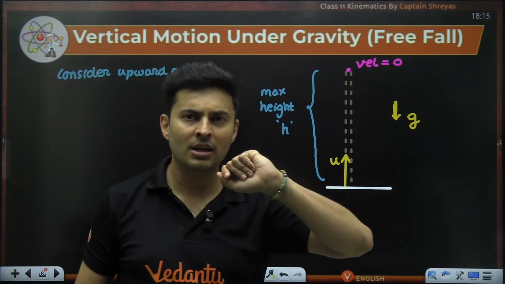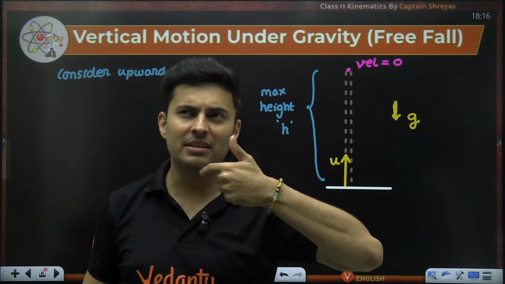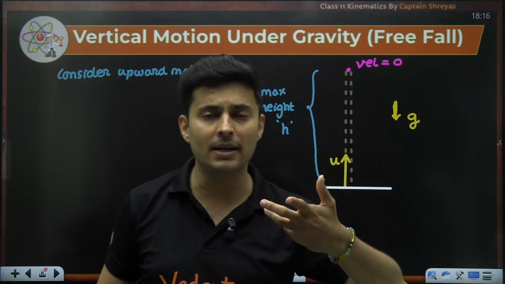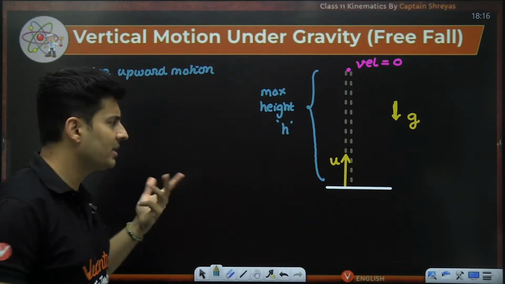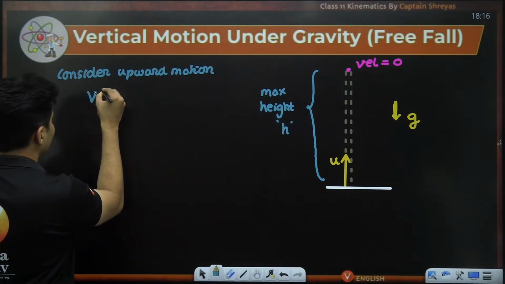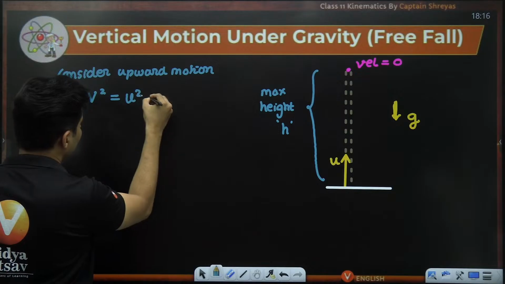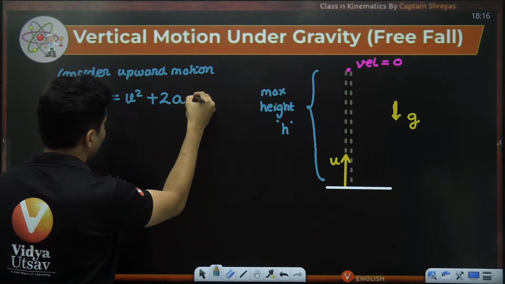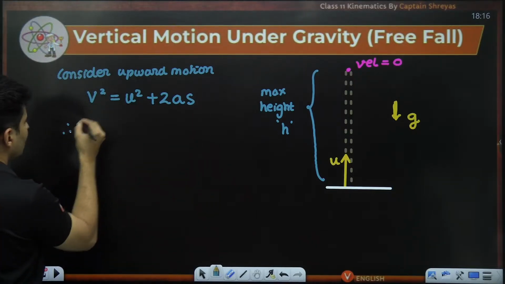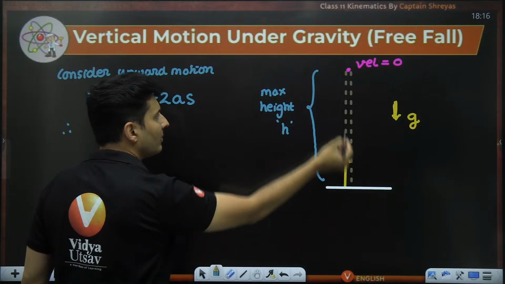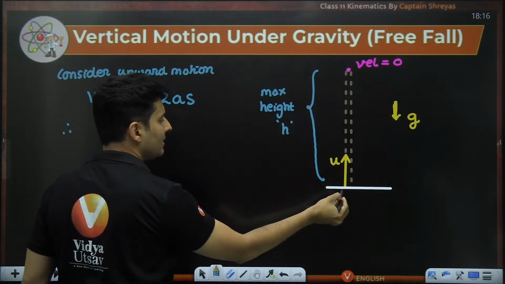I have three equations. v is u plus at, no use. s is ut plus half at square, I don't know the time. v square is u square plus 2as, that kind of makes sense. So if I use v square equals u square plus 2 times acceleration into displacement, the final velocity from here to here, this is final, this is initial.